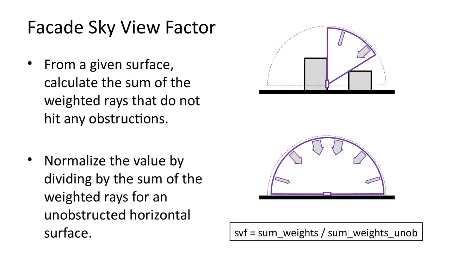The sky view factor is then calculated, in 2 steps. First, the maximum value is obtained by calculating the sum of the weights of all rays for an unobstructed horizontal surface. Second, for the analysis point, sky view factor is calculated by taking the ratio of the sum of the weights of all the rays that do not hit any obstructions to the maximum value. For vertical facades, this will produce a value that varies in the range between 0 and 0.5.